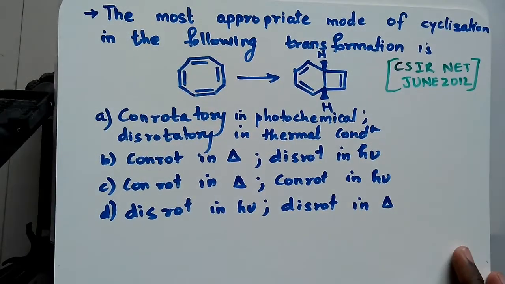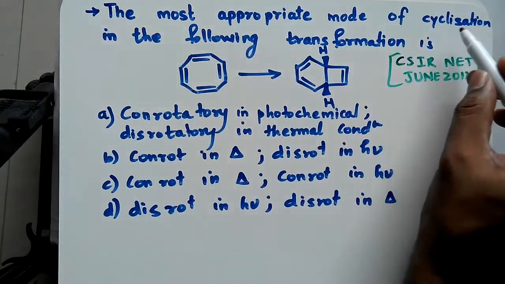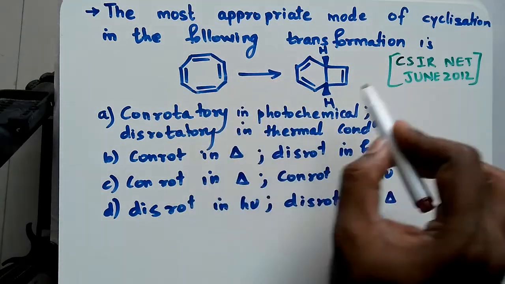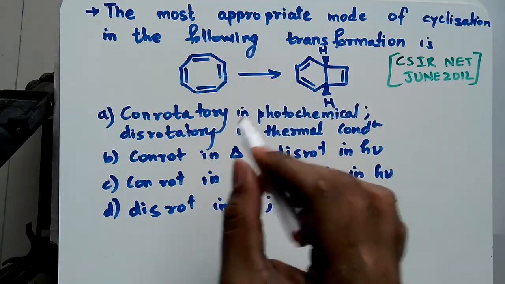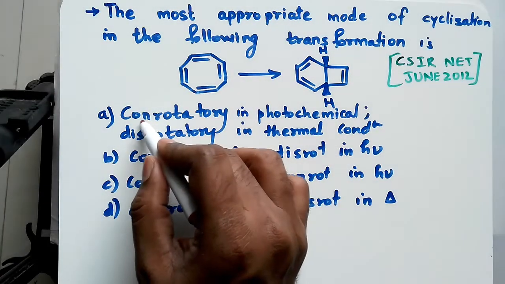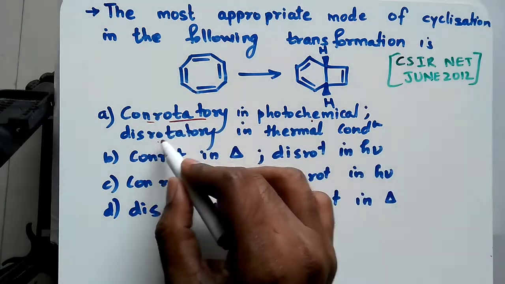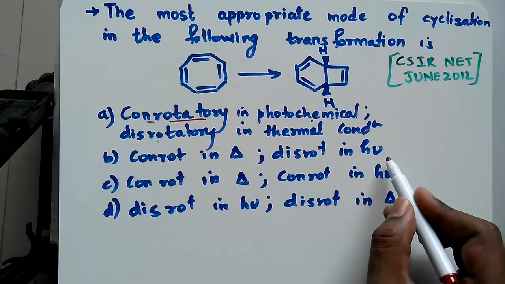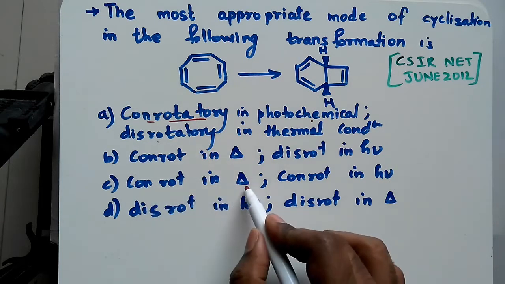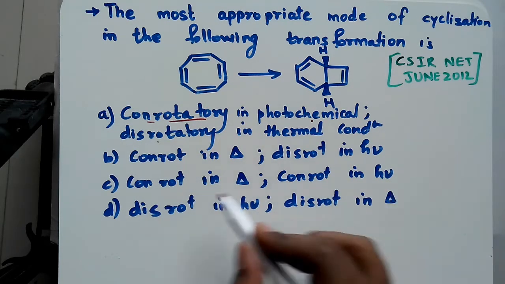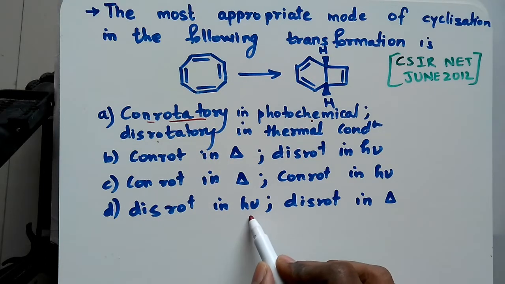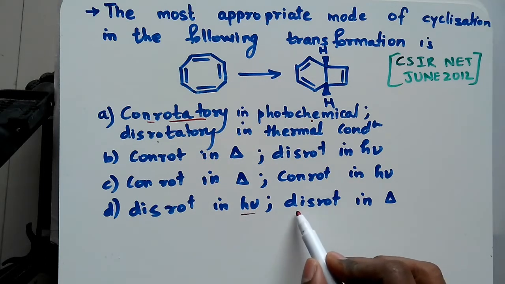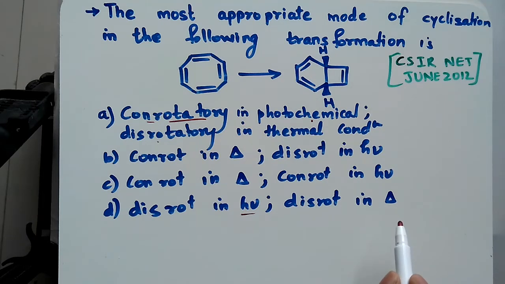This question is from CSIR NET, June 2012. The most appropriate mode of cyclization in the following transformation is. There are several things that we have to remember. In option A, it is given con-rotatory in photochemical, dis-rotatory in thermal condition. Option B: con-rotatory in thermal condition, dis-rotatory in photochemical. Option C: con-rotatory in thermal condition, con-rotatory in photochemical. Option D: dis-rotatory motion in photochemical condition, and dis-rotatory motion in thermal condition. So we have to check which is the correct option.